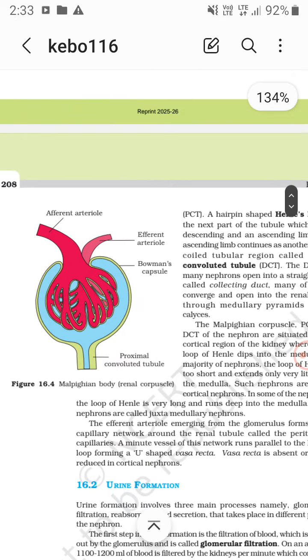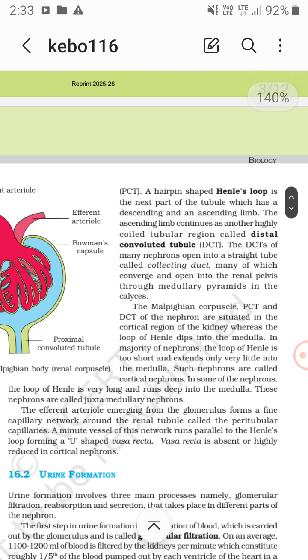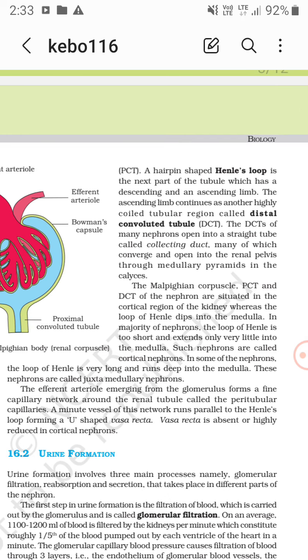Now the Malpighian body or renal corpuscle, and a hairpin shape, that is Henle's loop. Now the DCT of many nephrons open into a straight tube called the collecting duct, many of which converge and open into the renal pelvis through the medullary pyramids in the calyces.